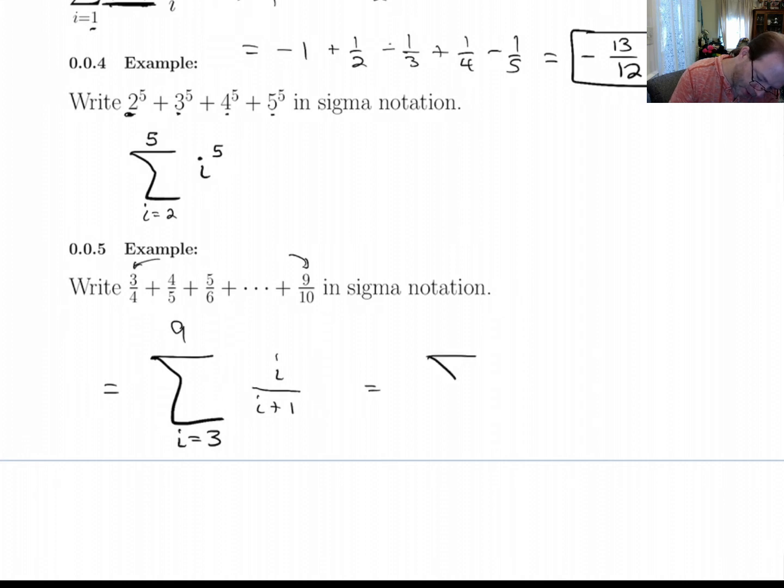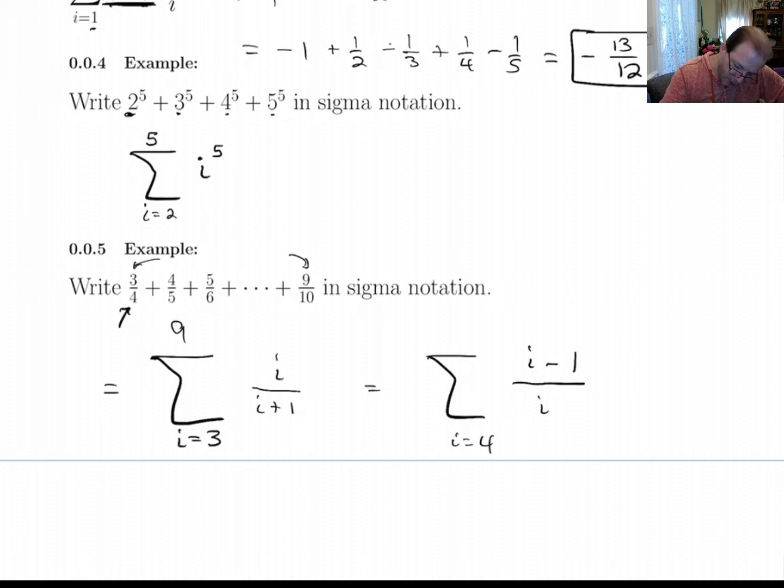Now that's not the only way you could do this. You could make the bottom of this thing I, and the top of it be I minus 1. And if you did that, then your I would have to start at 4 and go to 10. So either one of those are valid ways of doing it.